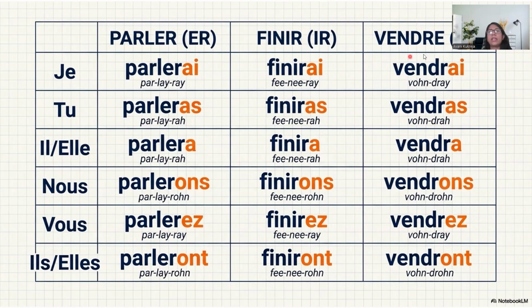And likewise for an RE ending verb, vendre. Je vendrai. Tu vendras. Il vendra. Elle vendra. Nous vendrons. Vous vendrez. Ils vendront. Elles vendront. Take 2 minutes. Please absorb the endings right now. Quickly learn. Then we'll move on to irregular verbs as well.